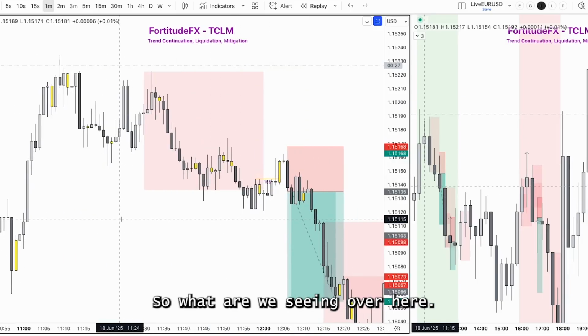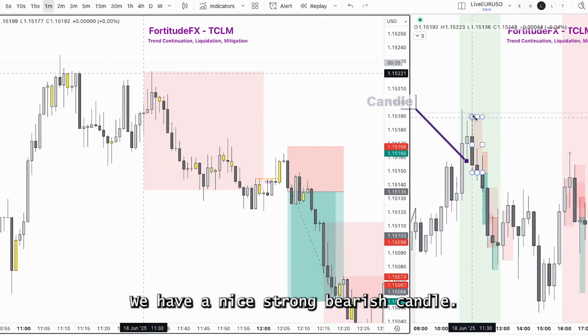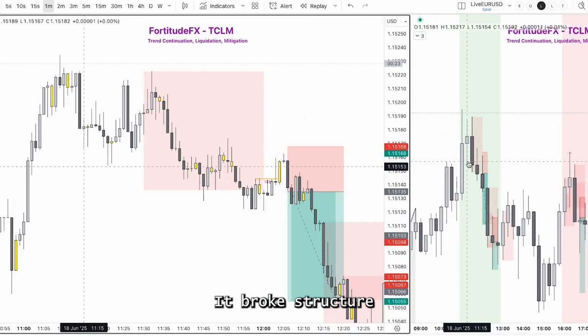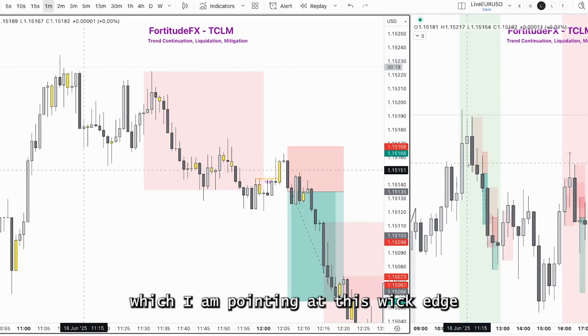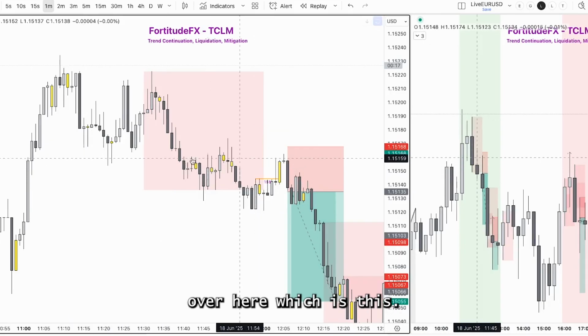So what are we seeing over here? We have a nice strong bearish candle. It broke structure of some level to the downside. So this is that point which I am pointing at, this wick edge over here, which is this.